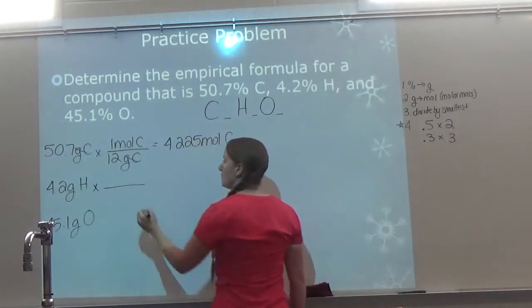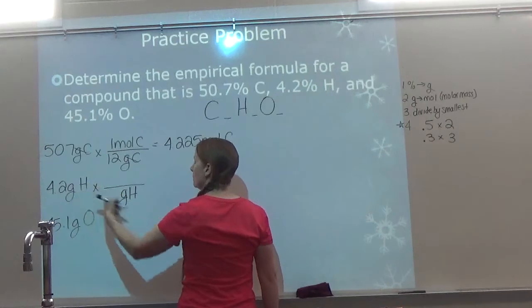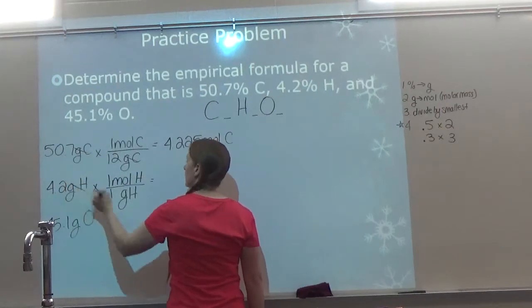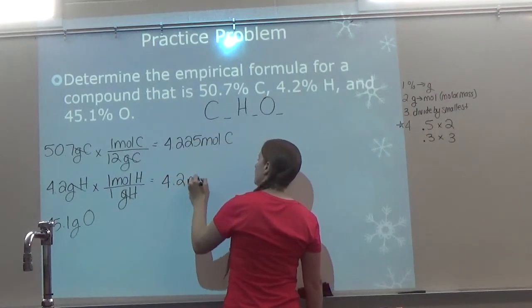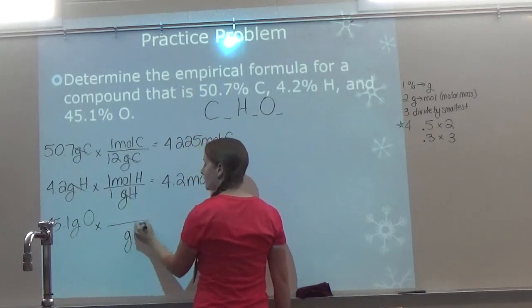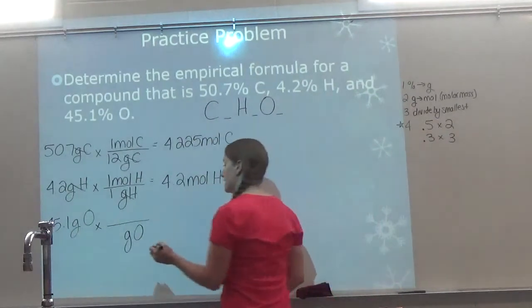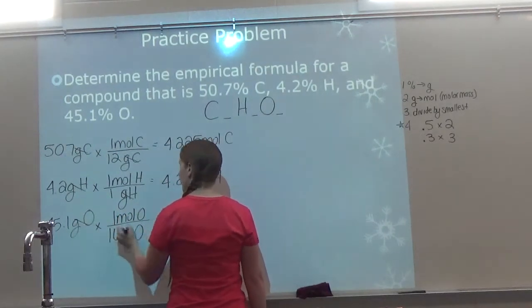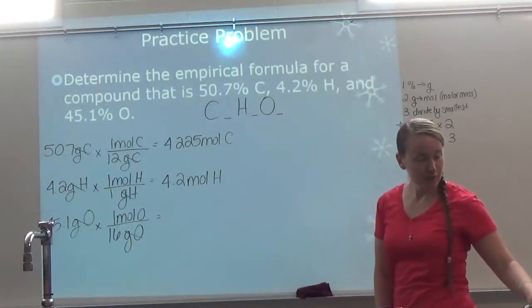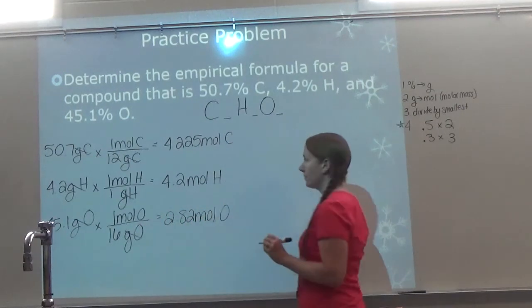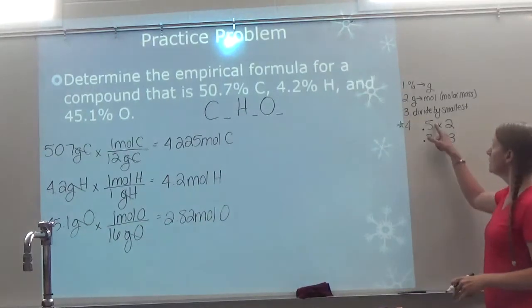Next is hydrogen. Grams of hydrogen goes on the bottom, so it will cancel. We're just following the golden rule. Hydrogen is 1 on the periodic table, which of course equals 1 mole. So hydrogen is 4.2. Our last one is oxygen. Following the golden rule, grams of oxygen goes on the bottom. Oxygen has a mass of 16 on the periodic table, once you round, and that equals 1 mole of oxygen. So grams cancel, and when you do 45.1 divided by 16, you get about 2.82 moles for oxygen.